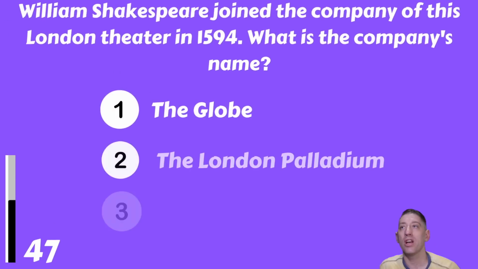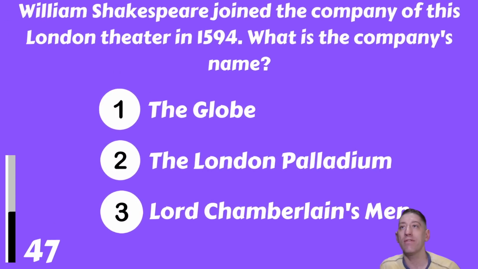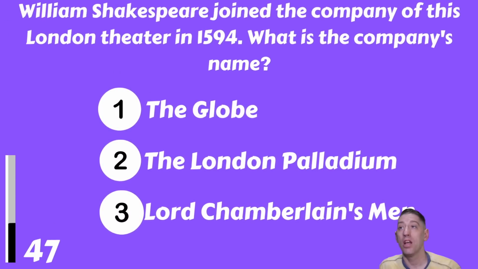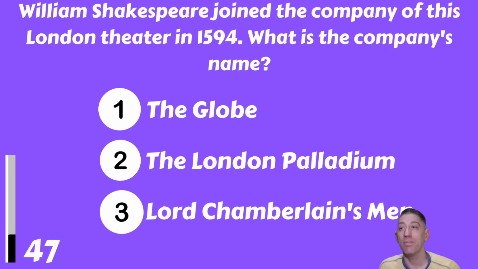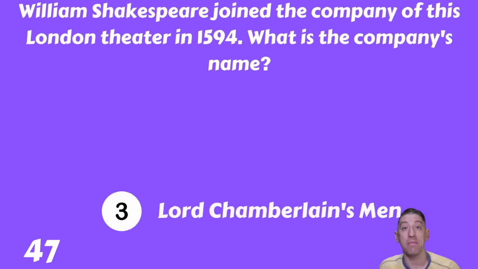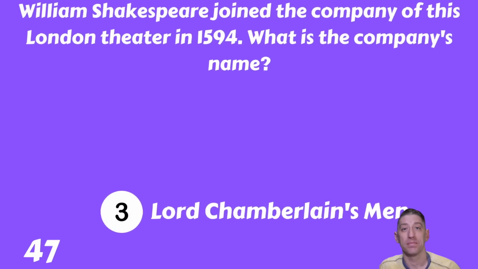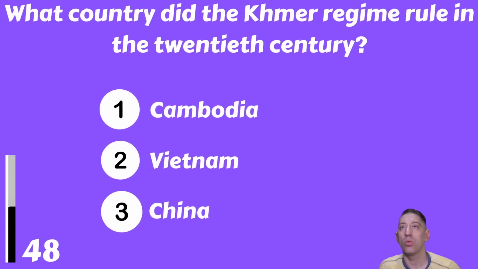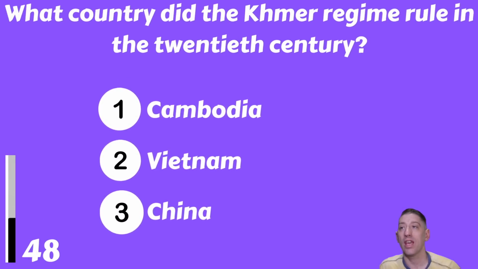William Shakespeare joined the company of this London theatre in 1594. What is the company's name? The Globe, the London Palladium, or Lord Chamberlain's Men? Lord Chamberlain's Men. What country did the Khmer regime rule in the 20th century? Cambodia, Vietnam, or China? Cambodia.